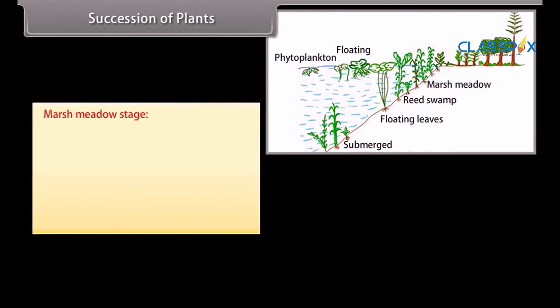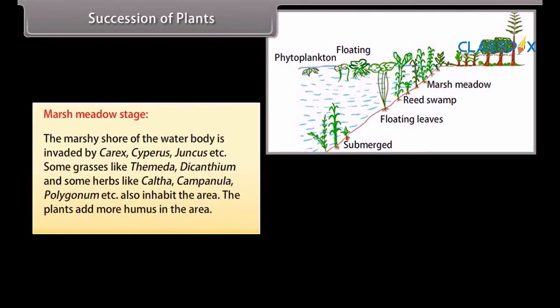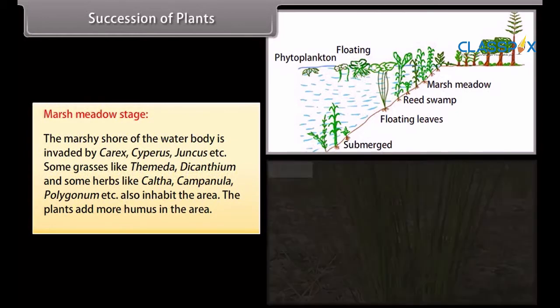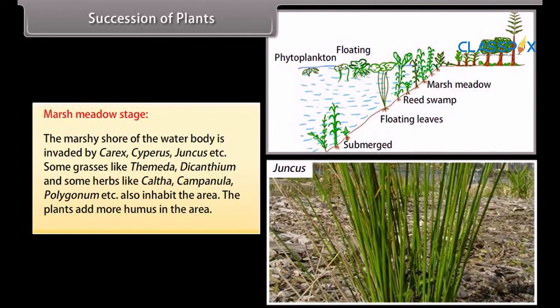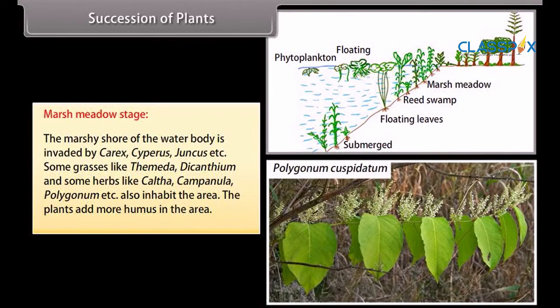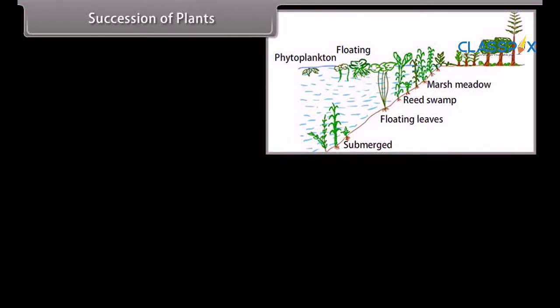Marsh meadow stage: the marshy shore of the water body is invaded by Carex, Cyperus, Juncus, etc. Some grasses like Themeda, Dichanthium, and some herbs like Caltha, Campanula, Polygonum, etc. also inhabit the area. The plants add more humus in the area.